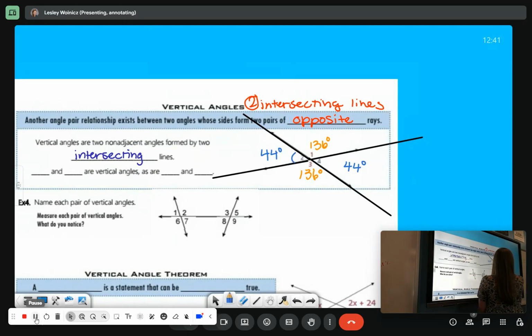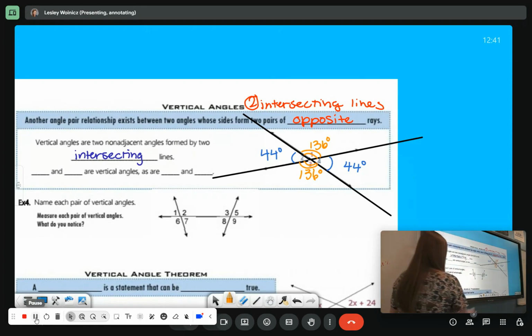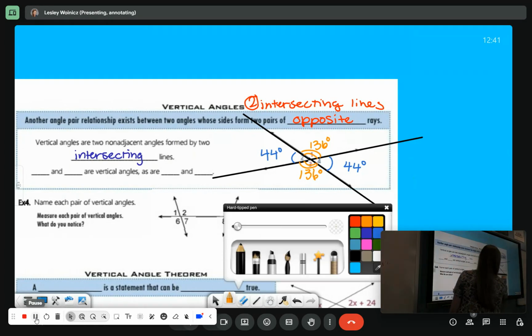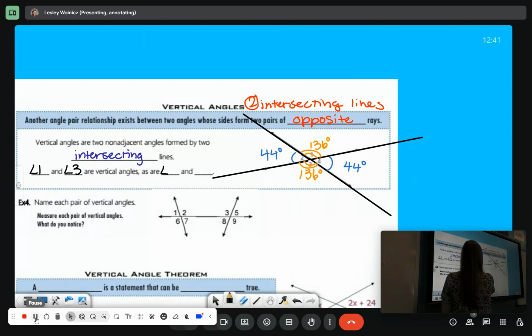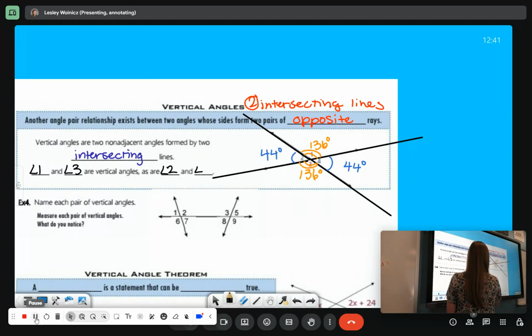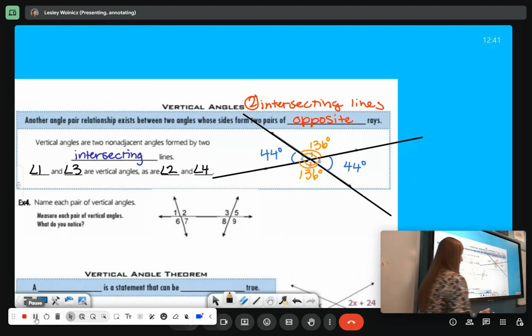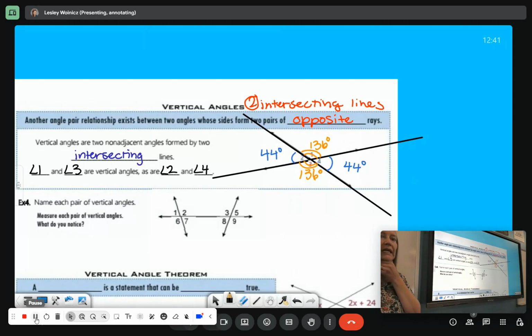Okay. These are vertical angles. And these are a vertical angle pair. That's angles 1 and 3 and angles 2 and 4. Okay, so anytime we have a pair of intersecting lines, we get two pairs of vertical angles.